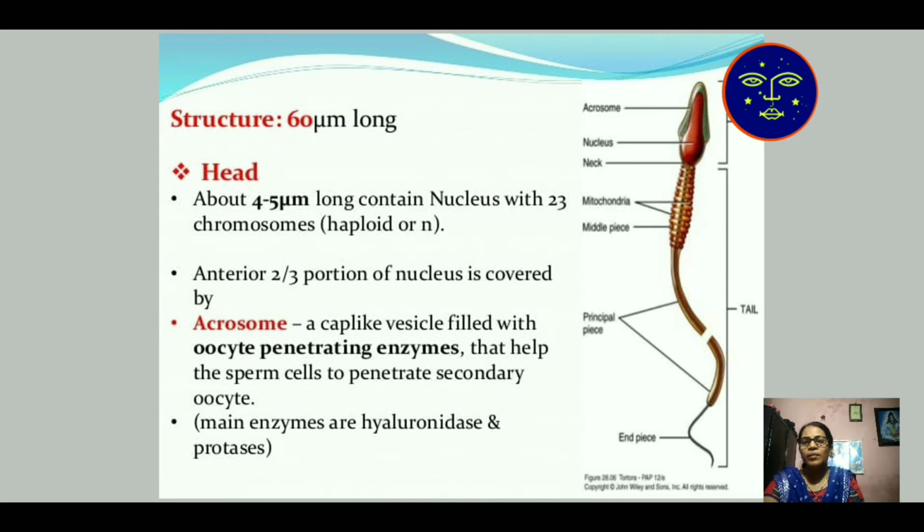So n number of chromosomes is present in the sperm and n number of chromosomes present in the ova. When both are fused, they produce a zygote with 2n number of chromosomes. So this is the acrosome, a cape-like vesicle, and it contains oocyte-penetrating enzymes that help the sperm cells to penetrate the secondary oocyte. The main enzymes are hyaluronidase and protease.